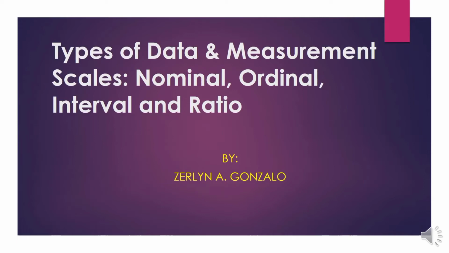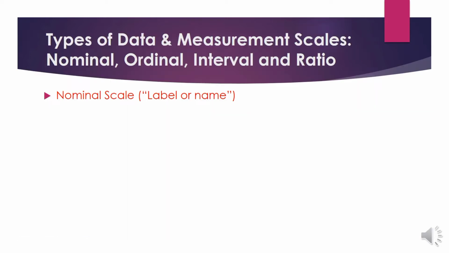Types of data and measurement scales. There are 4 measurement scales or types of data: nominal, ordinal, interval, and ratio. These are simple ways to categorize different types of variables or information. These 4 measurement scales are best understood with example. Let's start with the easiest one to understand.